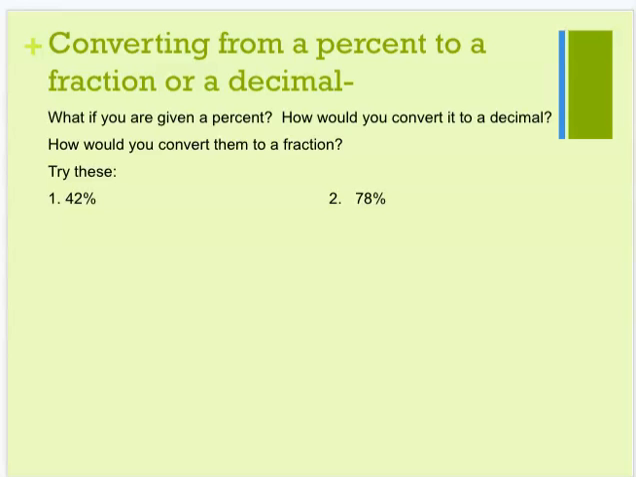Converting from a percent to a fraction or a decimal. What if you're given a percent? How can you convert it to a decimal? And how can you convert it to a fraction? Let's try these. So 42% and 78%. If you remember that it's per 100, that will really help you make these conversions.